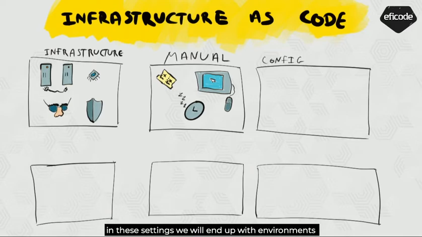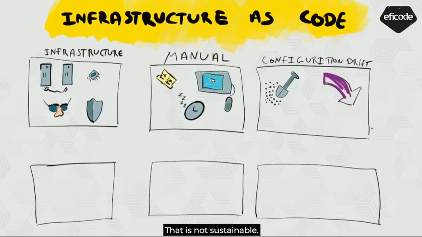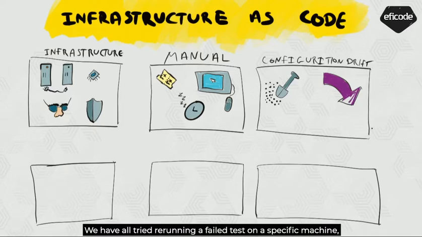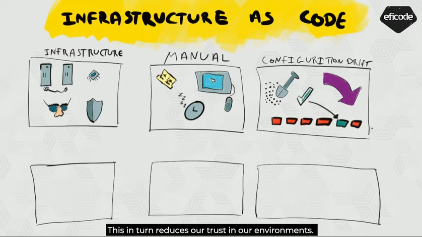In these settings, we will end up with environments that take a lot of effort to maintain and that drift further and further apart over time. This is blocking us from scaling our infrastructure superlinearly from our headcount. That is not sustainable. We have all tried rerunning a failed test on a specific machine because we know it works on Agent 47. This in turn reduces our trust in our environment.